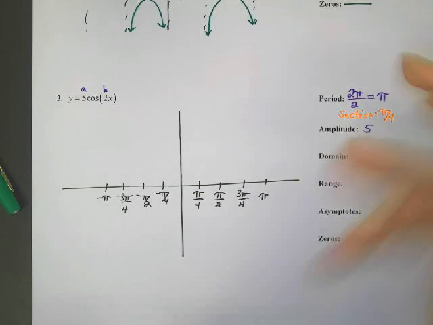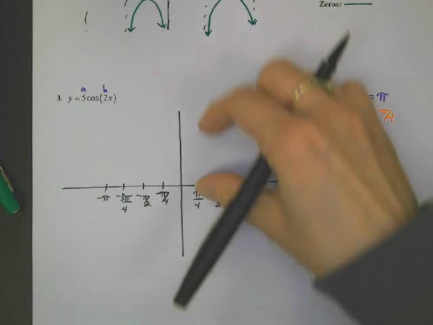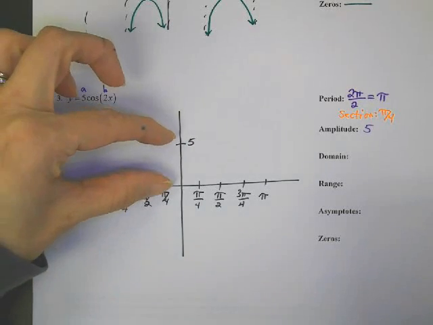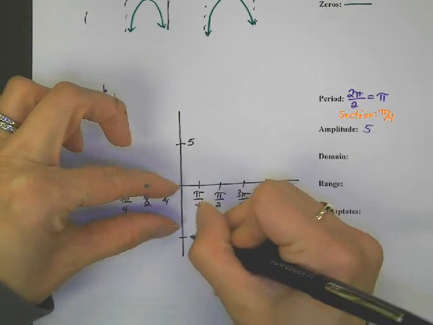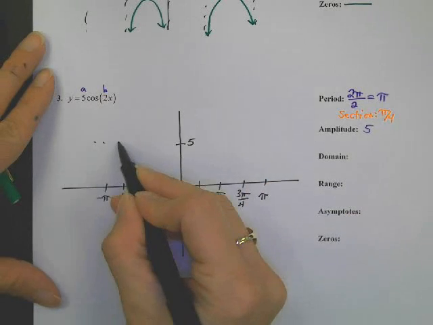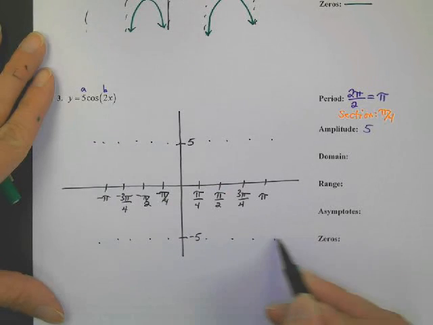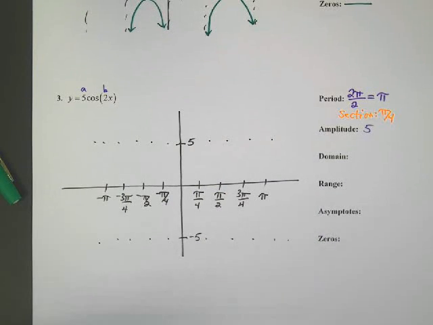The amplitude is 5. Okay, don't feel like you necessarily have to go way up high. Just find a value that looks like 5. 5 up, 5 down. Try to be equidistant here. I'm going to put some dotted lines so I draw as straight as I can. And I think it's time to draw a cosine curve.